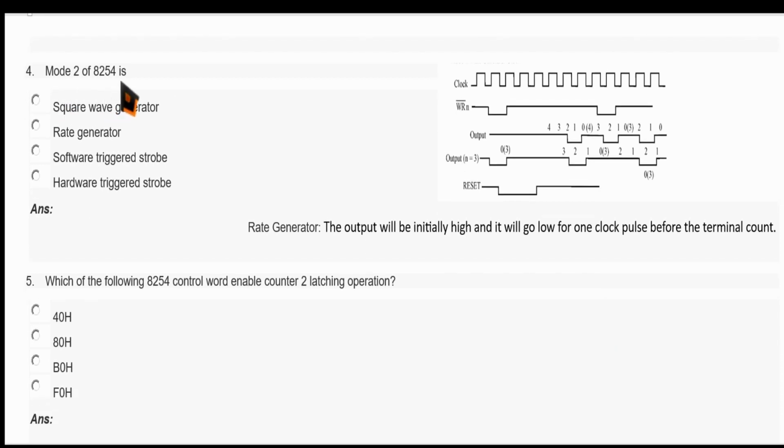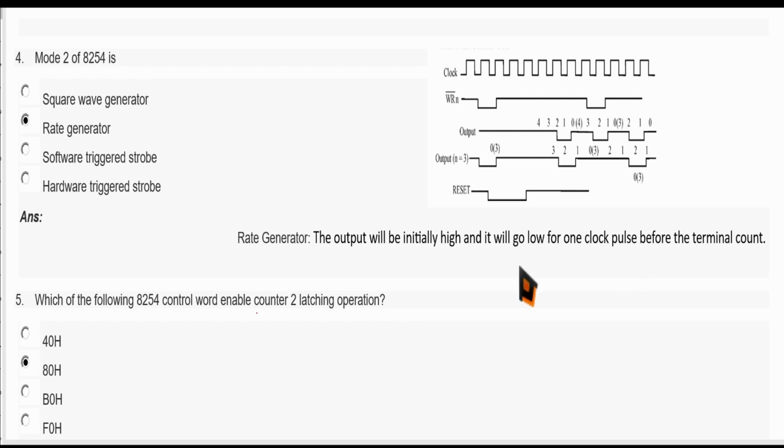Mode 2 of 8254 is square wave generator, rate generator, software triggered strobe, hardware triggered strobe. This is the mode 2 waveform. Initially the output is high. It will go low for one clock pulse before the terminal count. For example, if the count value loaded is 4, then 4, 3, 2, 1. So during this period, the output will go low. So for one clock period, the output will be low.